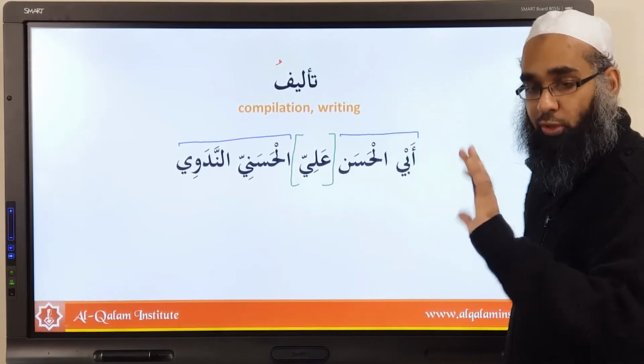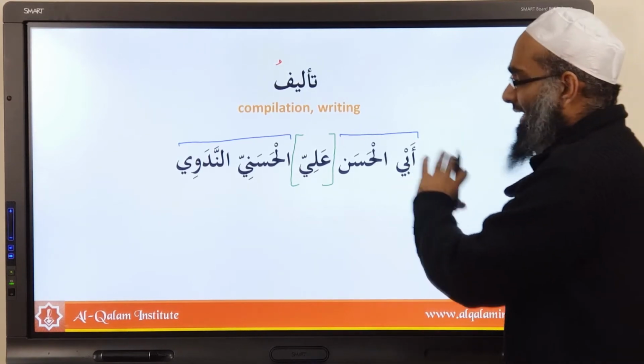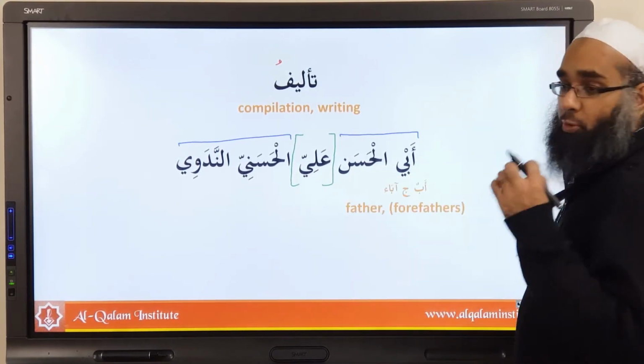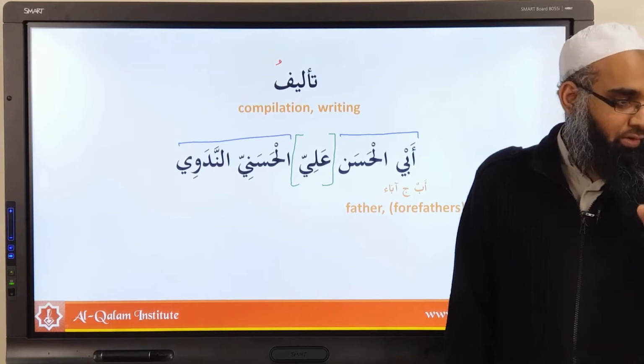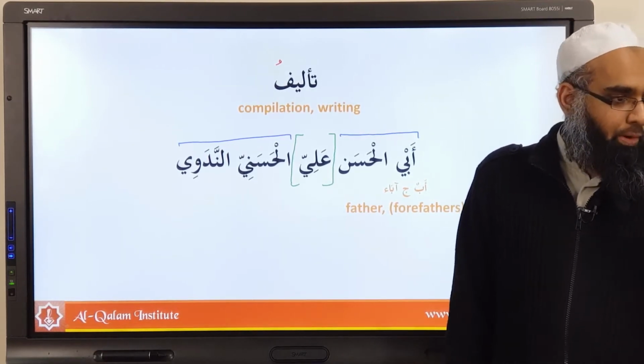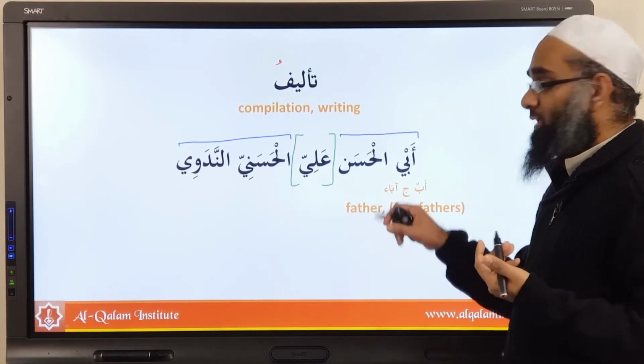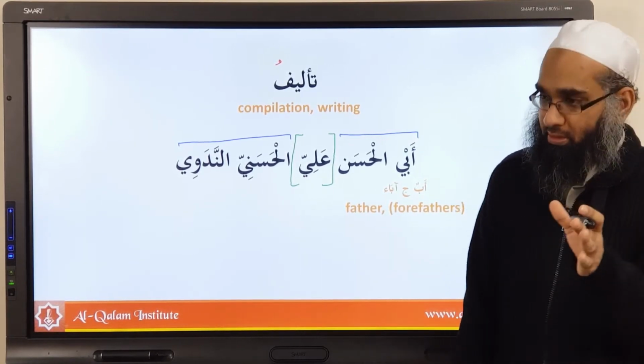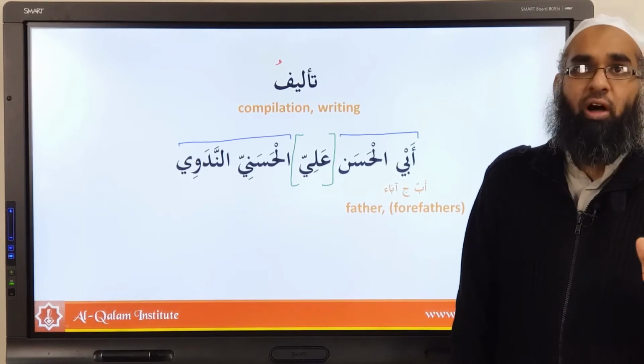So sometimes what happens is you add words onto it before it. Let's analyze this first word. Abi is really from abun. Abun means father. The plural of abun is aba. Now obviously you have one father, but when the word aba is used, it usually has the meaning of four fathers. So abun is father and aba is four fathers.